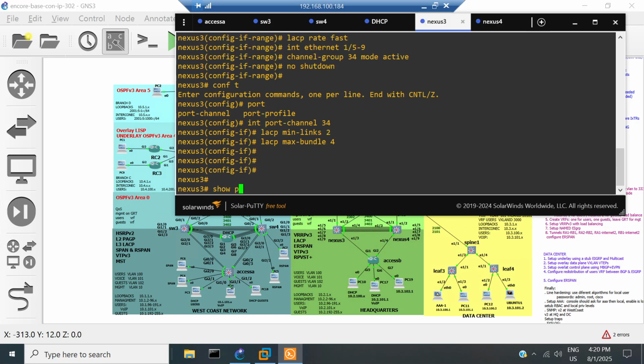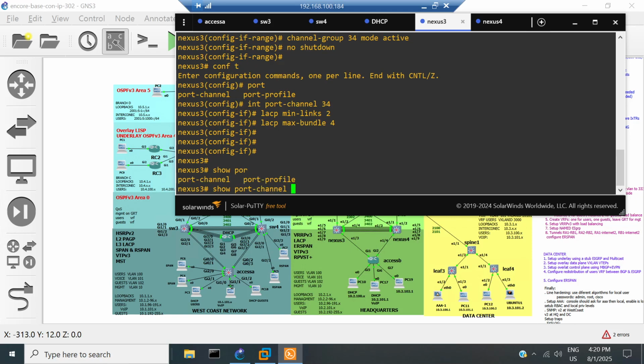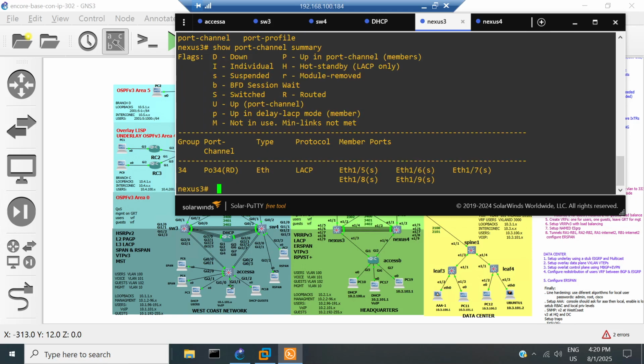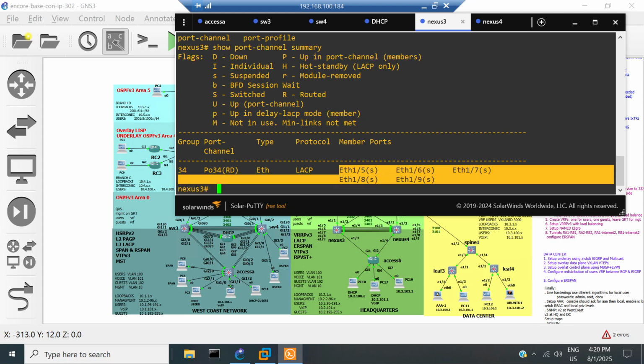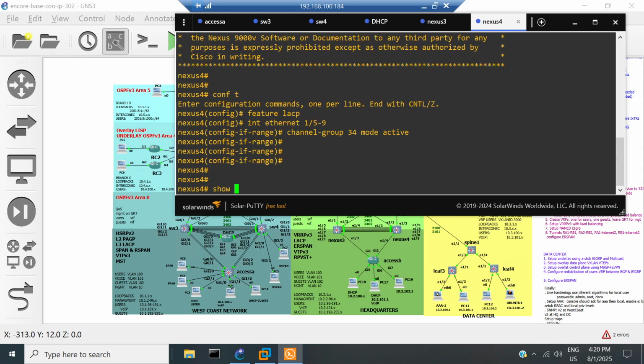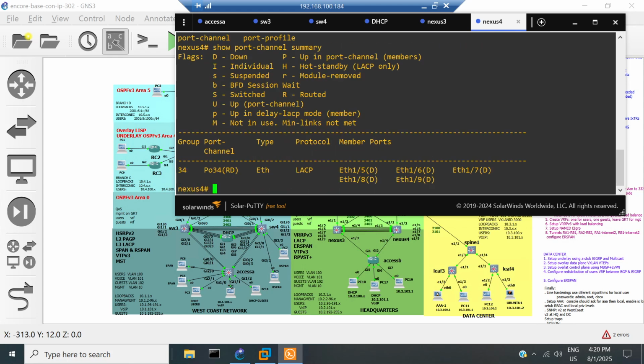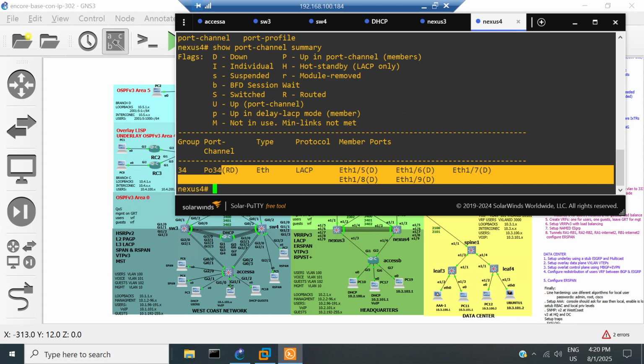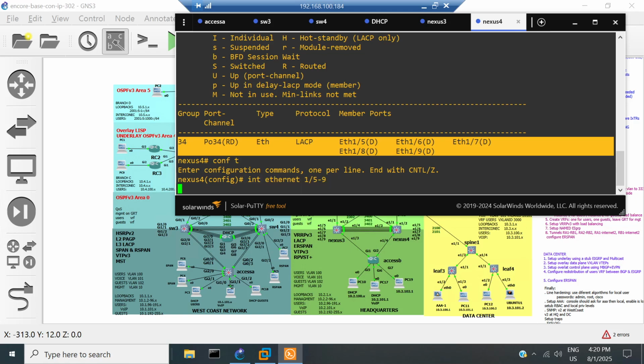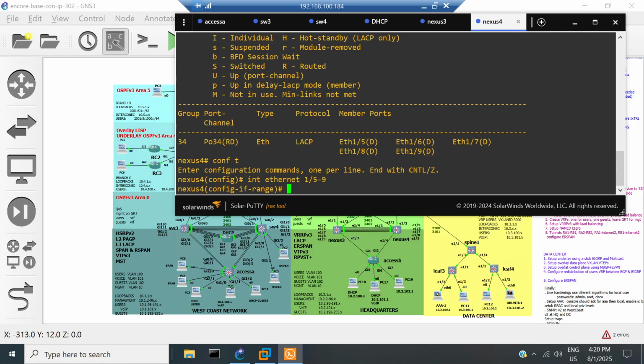So let's issue show port channel. In this case, it's show port channel for Nexus. It is layer 2 and down. Something is going on. Port channel summary. These interfaces are administratively down. That is why it is not coming up. So capital D means the interface is, for instance, in administrative down state, so no shutdown.